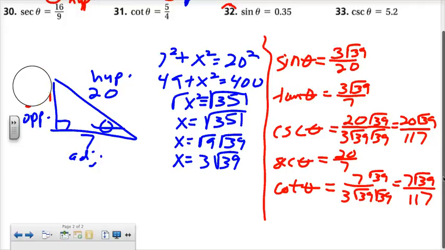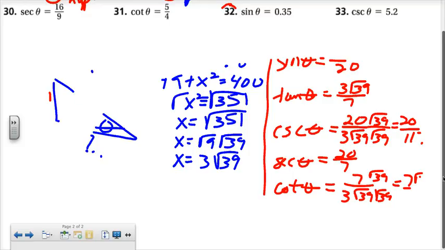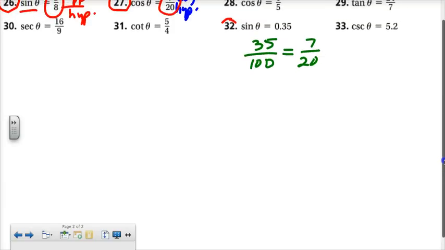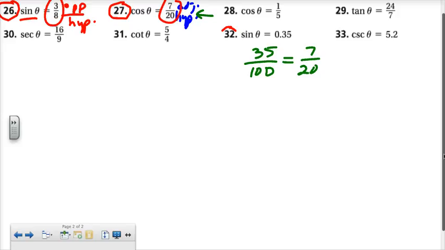Then number 32. Number 32, what you have to remember is, I know we say 0.35 a lot in math, but this is 35/100ths. So then you realize, hey, wait a minute, that's just another fraction, and if I reduce this by 5s, I get 7/20ths. And I realize I already did the math for that kind of situation. I already used the Pythagorean theorem on that.